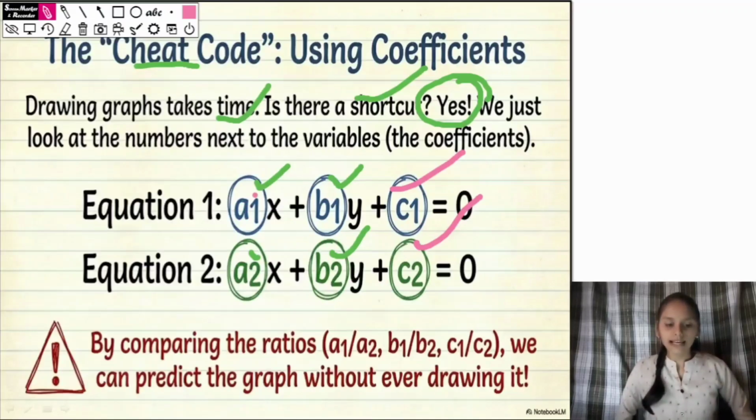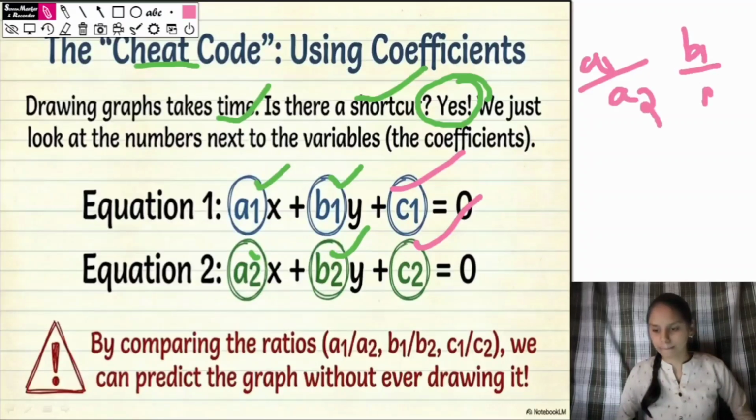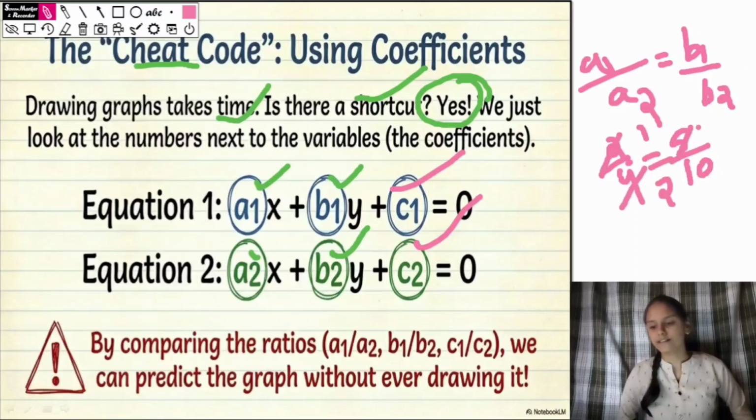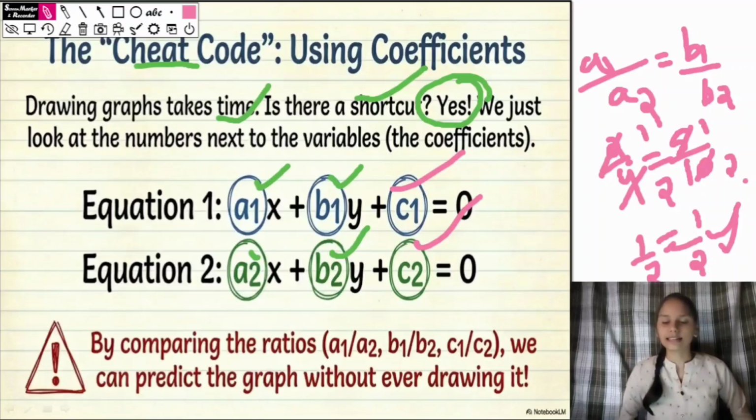When I take a1 by a2, and then b1 by b2, if both ratios are equal to each other, for example, if I take 2 by 4 and 5 by 10, are these both equal? Yes, 2 ones are 2, 2 twos are 4, 5 ones are 5, 5 twos are 10, so half equals half, and that's why these both are equal, isn't it?